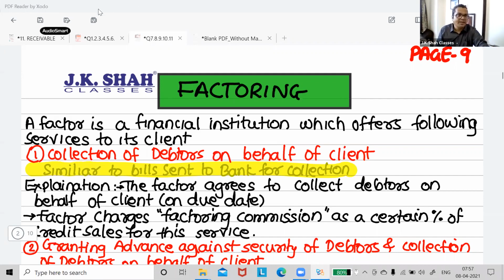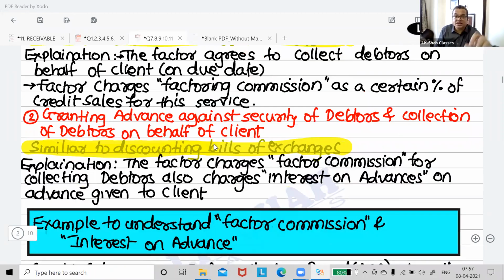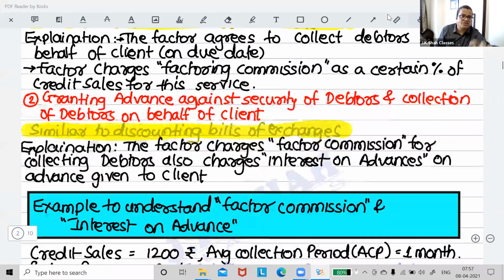Okay, fine. Now coming to the second one. Granting advance against security of debtors and collection of debtors on behalf of client. So now you hand over your debtors. Yeah, there can be a doubt: how will we hand over debtors? Not in the literal sense. When we hand over debtors, we hand over claims. Debtors are people. We don't hand over debtors to others in the literal sense. So it is basically handing over the claims, handing over the dues.